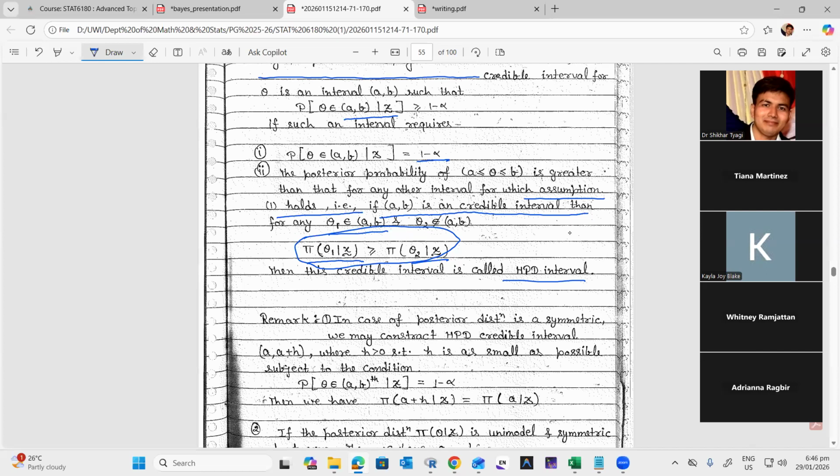That means there should not occur any other estimated value of theta for which the posterior density function has the maximum probability. The posterior density function should have the maximum probability only for one estimated parameter value, say theta 1 only. Are you getting this point?